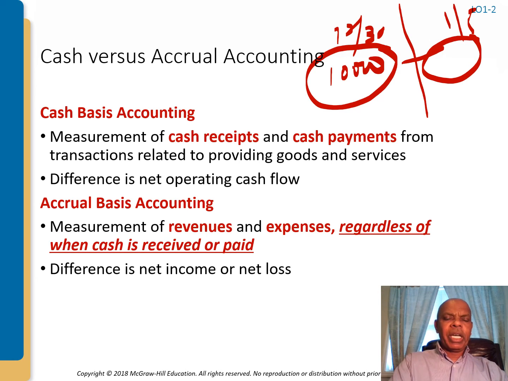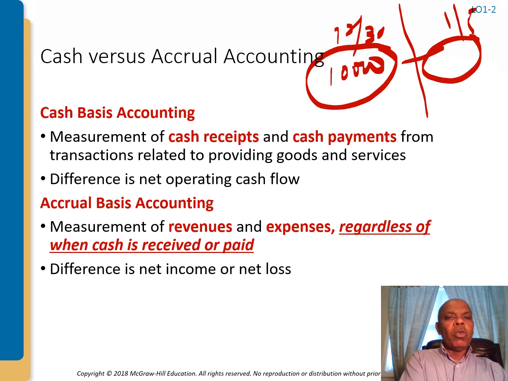The difference is net operating cash flow. Because when you use the cash basis, you have cash receipts and cash payments. The difference is your net operating cash flow, whether it's positive or negative. Okay, we're going to look at some examples and see how that works.